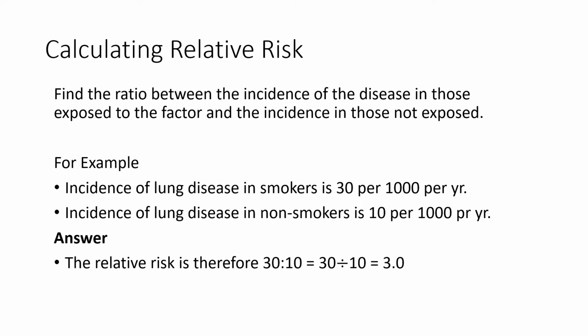Well, what you do is you take the relative risk, it says in the question, between those exposed to the factor, so smokers, and then the second one is the incidence of those not exposed, which is the non-smokers. Hence, we have to put it the ratio values of 30 to 10. And if we divide 30 by 10, we have a relative risk of 3.